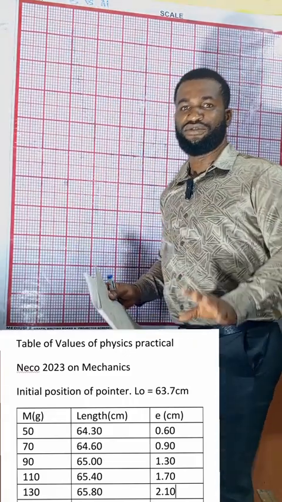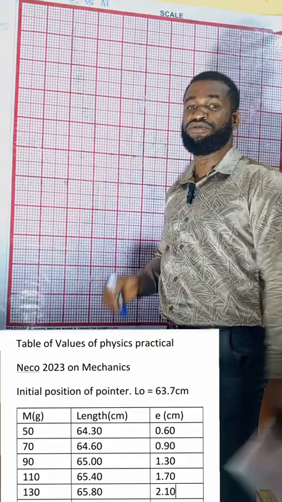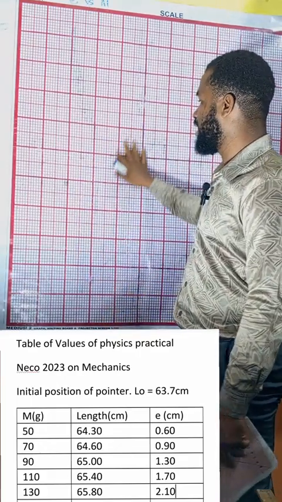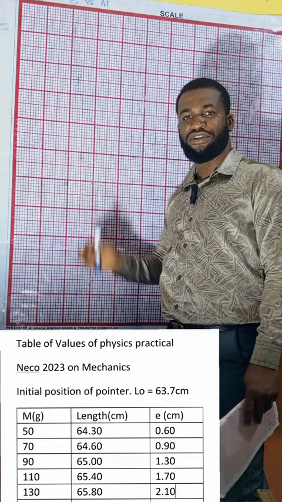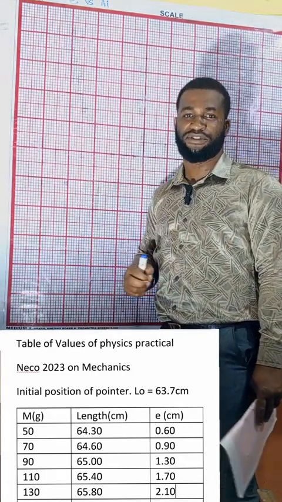So the next thing you should do is, from your table of values, determine the scale you want to take, and that is the most important aspect of your graph.